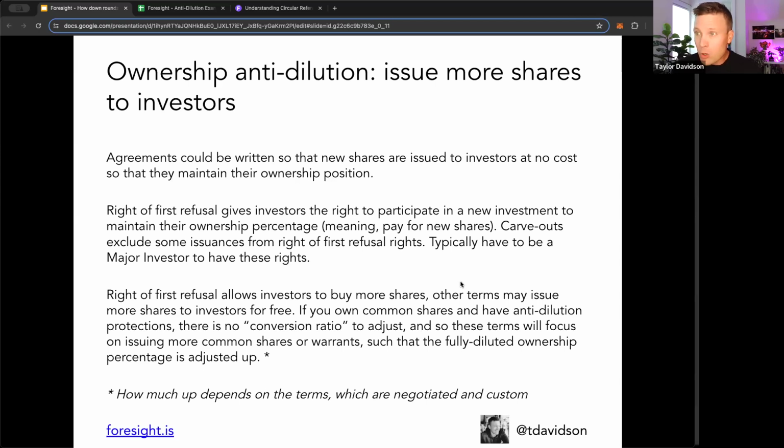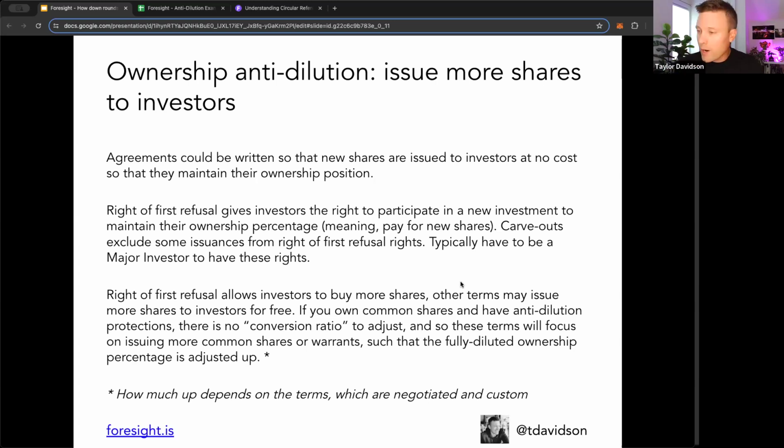Now, for ownership dilution, oftentimes what we do is issue new shares to the investor. Sometimes the documents can be written so that they're free. The company will just issue new shares to the investor or the shareholder such that they maintain the ownership percentage. That's that first clause after that example, a couple of slides back. It can also be written so that we issue new shares to the investor, but you have to pay for them.